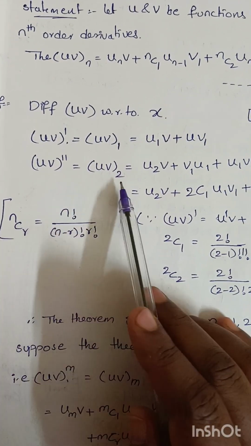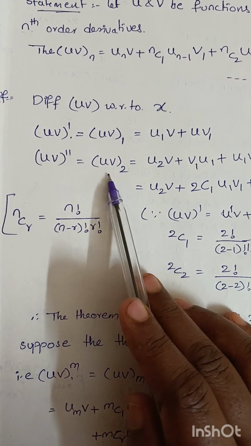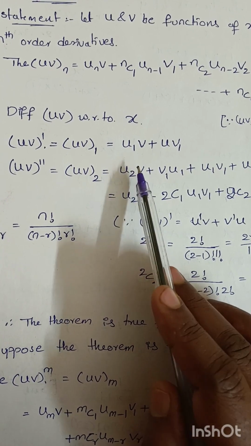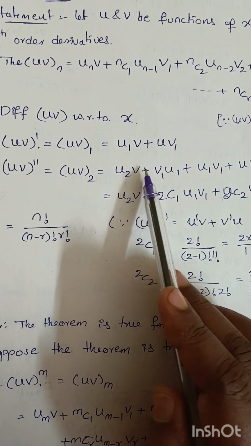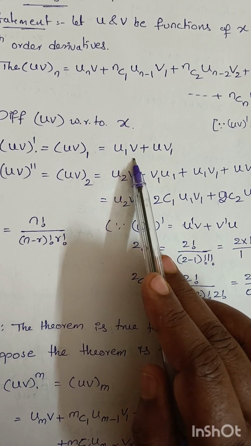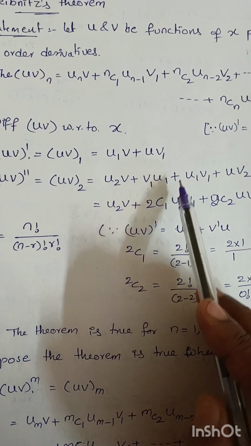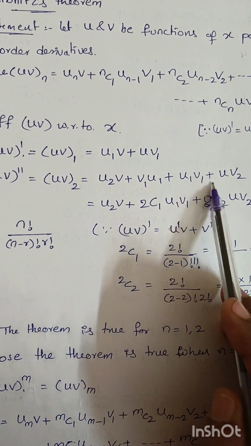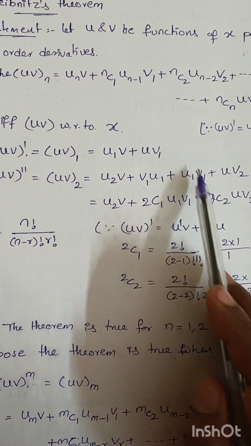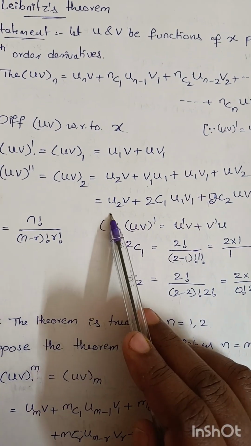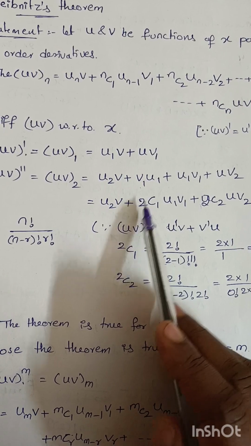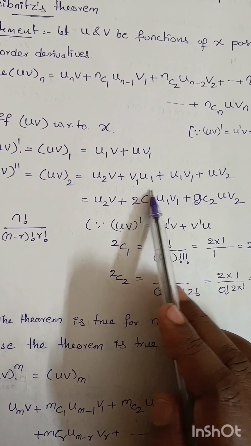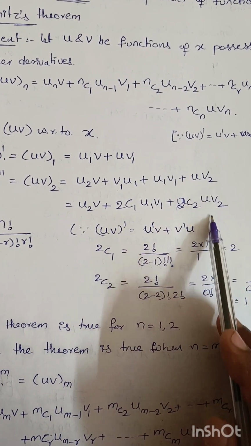Next, the second derivative of uv equals u1, whose differentiation is u2, with v as it is, plus u1 as it is with v differentiation v1, plus the differentiation of u, u1, with v1 as it is, plus u as it is with v1 differentiation v2. That is equal to u2v plus 2C1 u1v1 plus 2C2 uv2.